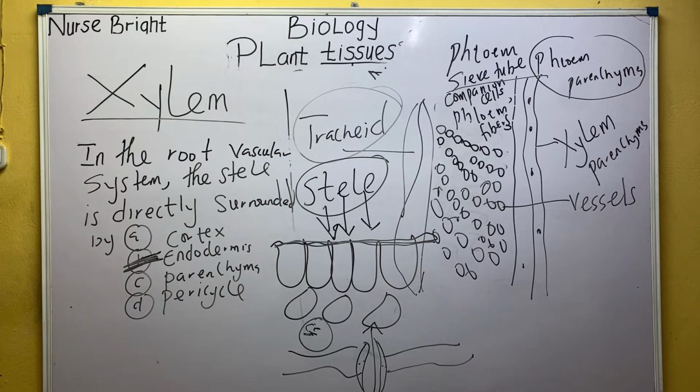Remember, we said that the endodermis contains three things: the pericycle, the xylem and the phloem tissue. That's how you should note it.